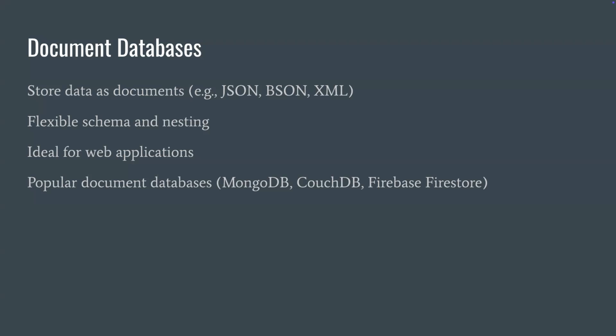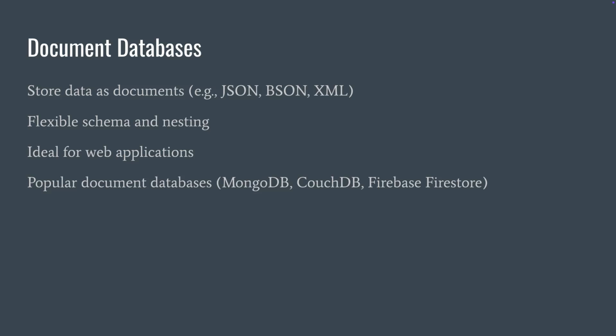Document databases. Document databases store data in the form of documents, commonly in the format of JSON, BSON, or sometimes XML if you have legacy system. And each document contains the data itself and sometimes metadata about that data. And let's go over data model.